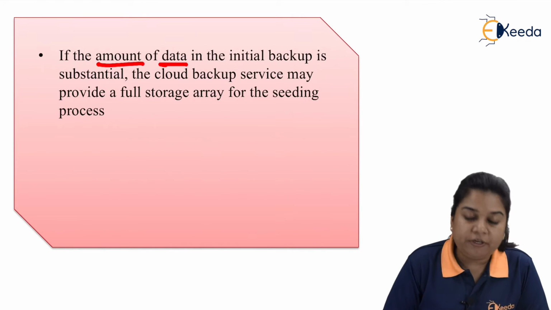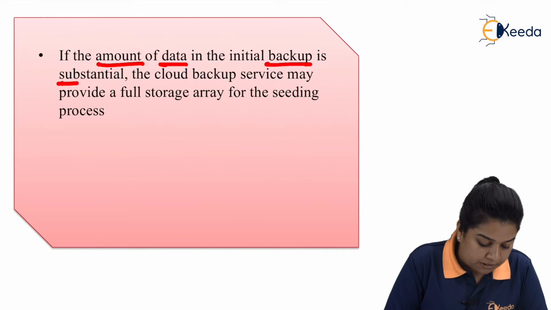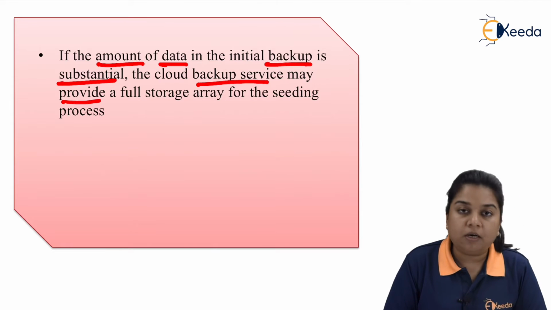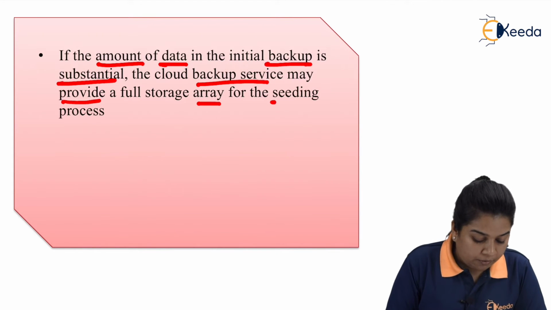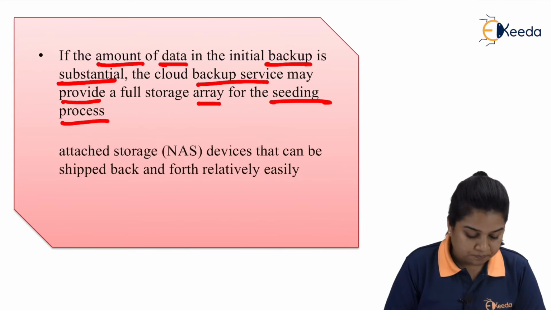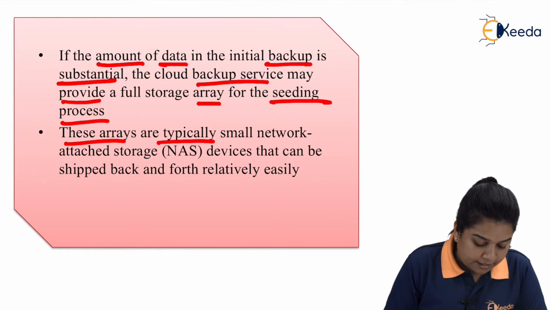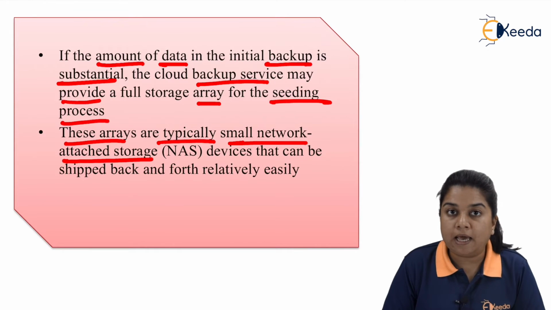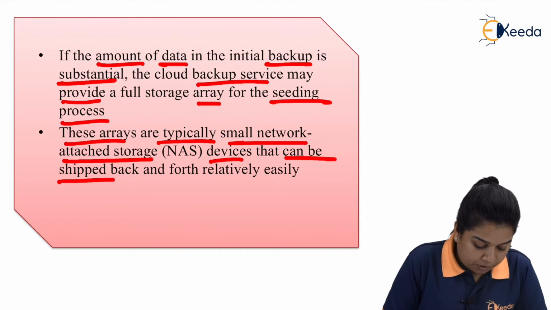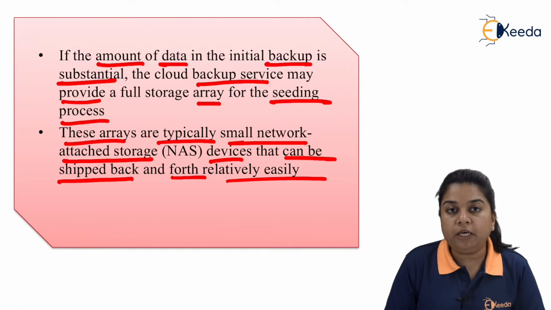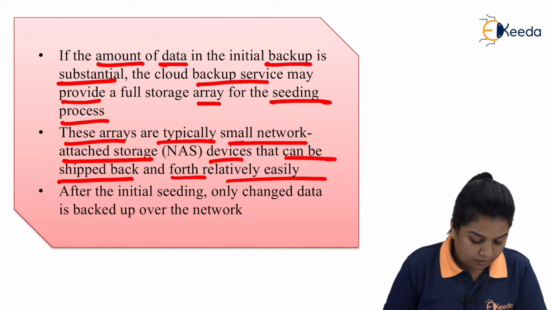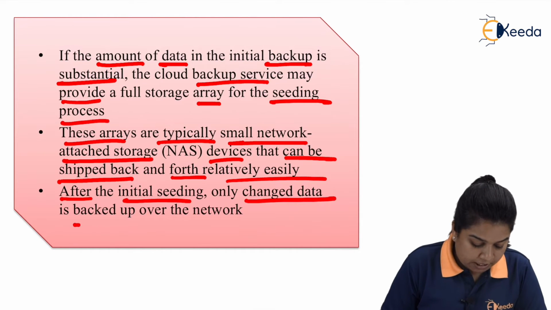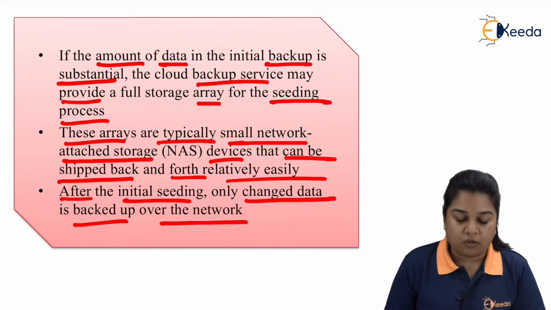Now, if the amount of data in the initial backup is substantial, the cloud backup service may provide a full storage array for the seeding process. These arrays are typically small network attached storage, that is NAS, devices that can be shipped back and forth relatively easily. After the initial seeding, only changed data is backed up over the network.